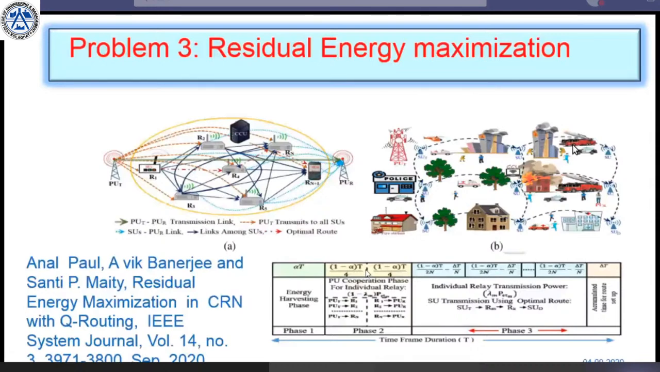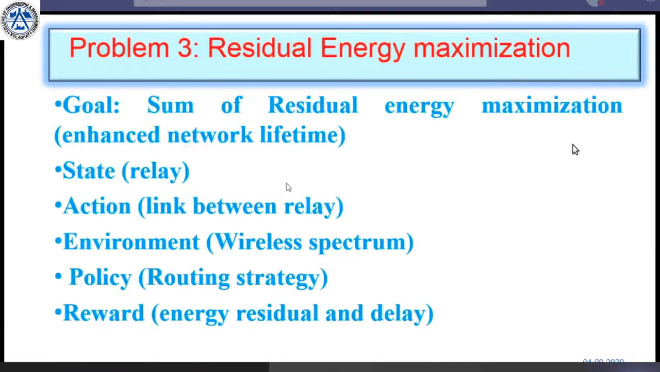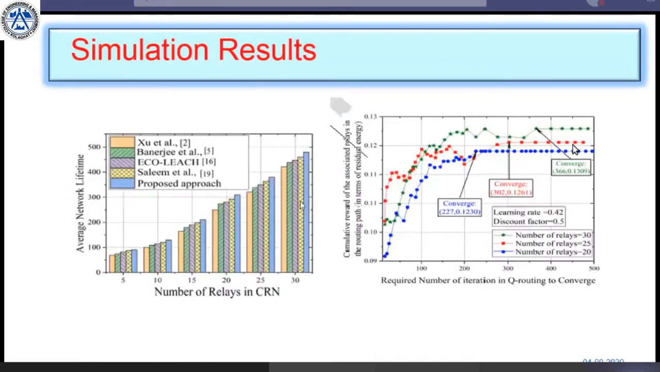So, a similar kind of framework: energy harvesting is done, and then it does some form of cooperation, and it's a typical emergency application situation where cognitive radio has to be exploited. Again, the environment is radio spectrum, the policy is the routing strategy, and the environment is wireless. The goal is residual energy maximization, meaning I would like to enhance the lifetime of the channel instead of outage minimization in end-to-end relay transmission. So this is shown that when this Q-learning technique is used, we get improved network lifetime.